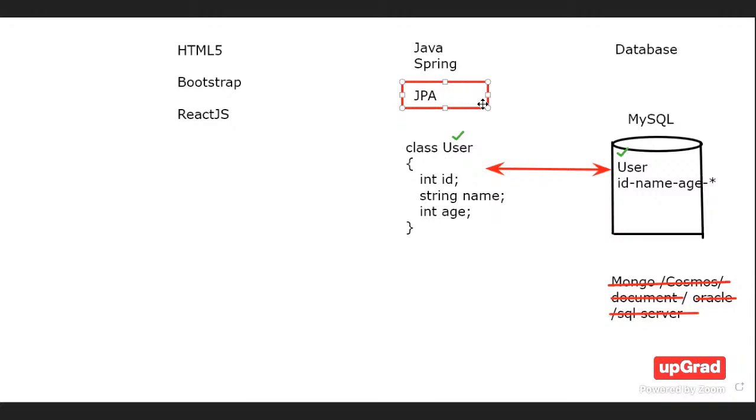Those who are aware of Hibernate, somewhat similar is what we are talking about. So we picked up something called JPA. Ultimately, Java is what we picked up because resources are available easily.